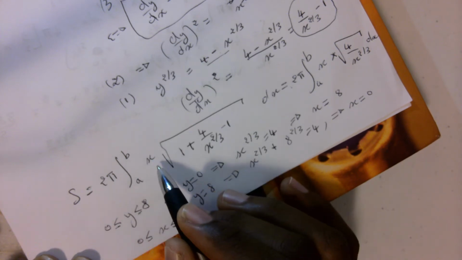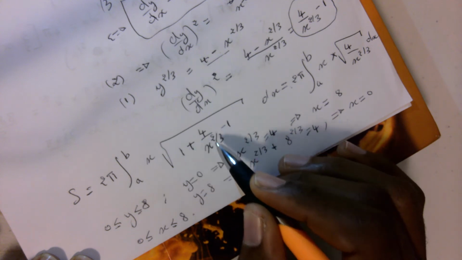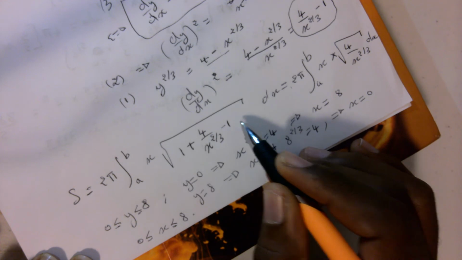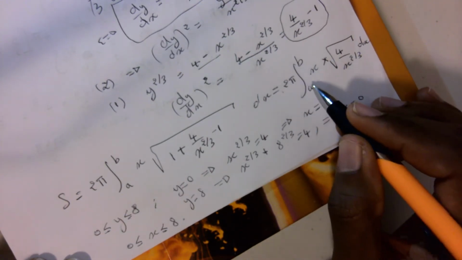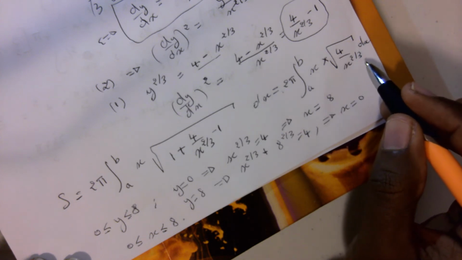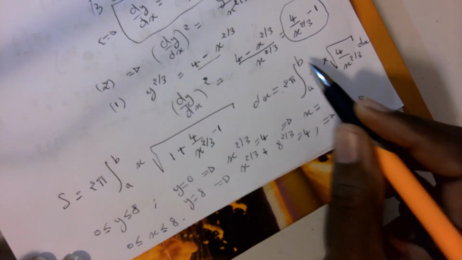So the surface area will be equal to 2 pi integral from a to b of x times square root of 1 plus 4 over x to the power 2/3 minus 1. The 1s cancel out. So it's the same thing as 2 pi integral from a to b of x times square root of 4 over x to the power 2/3. But we need to find the bounds of integration a and b.